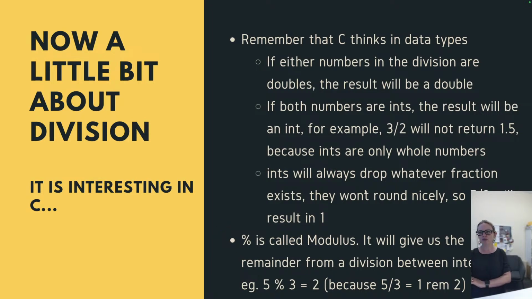Okay, I think we did all of this lovely stuff. So if either of the numbers in the division are doubles, the result will be a double, which is what we did see. If both the numbers are ints, the result will be an int, which is also what we did see. And ints will always drop whatever fraction exists, so they won't round up, right? They will always just give you the whole number of that operation.